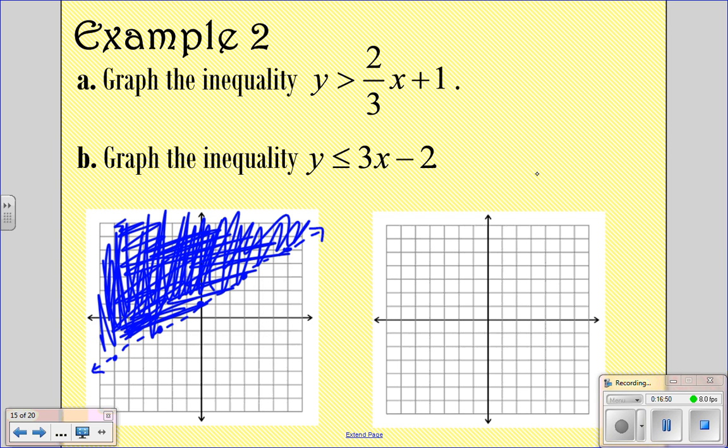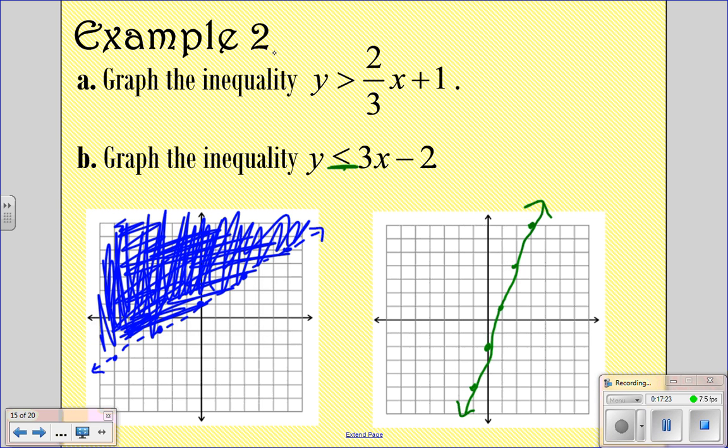For the next one, we go to negative 2, and then we go up 3 and over 1. And then we can go down 3 and to the left 1. On this one, we're going to have a solid line because we have this or equal to. So you do a solid line when you have an or equal to. Okay, and make sure you're still putting arrows on the end of your lines.